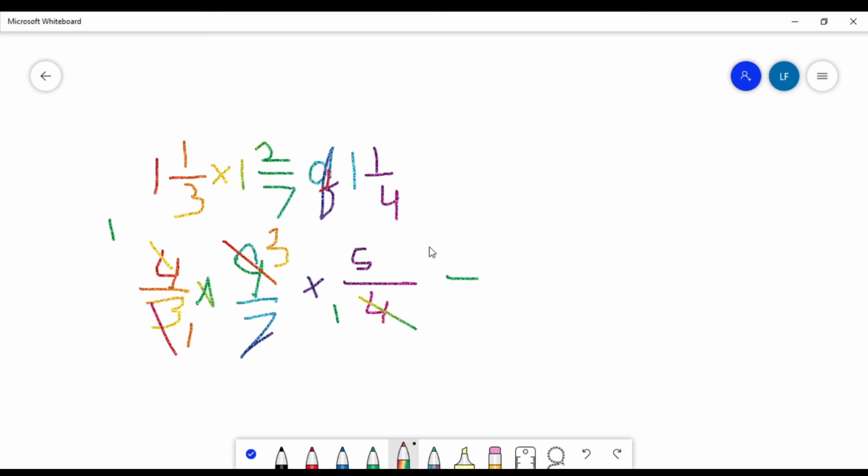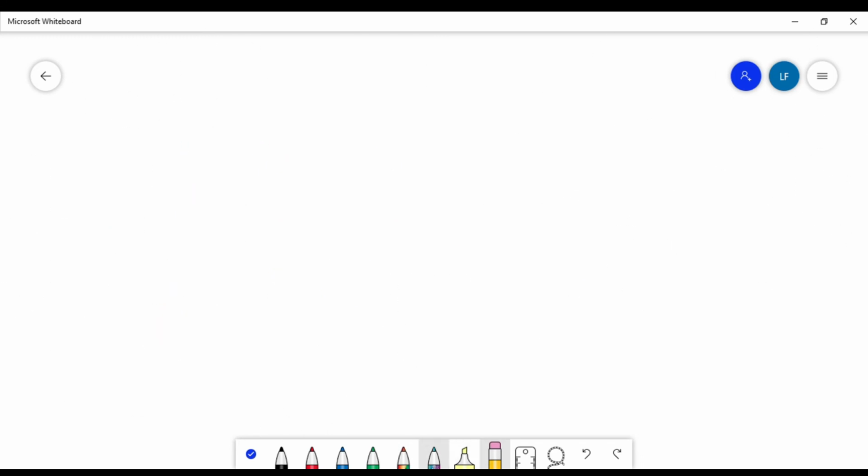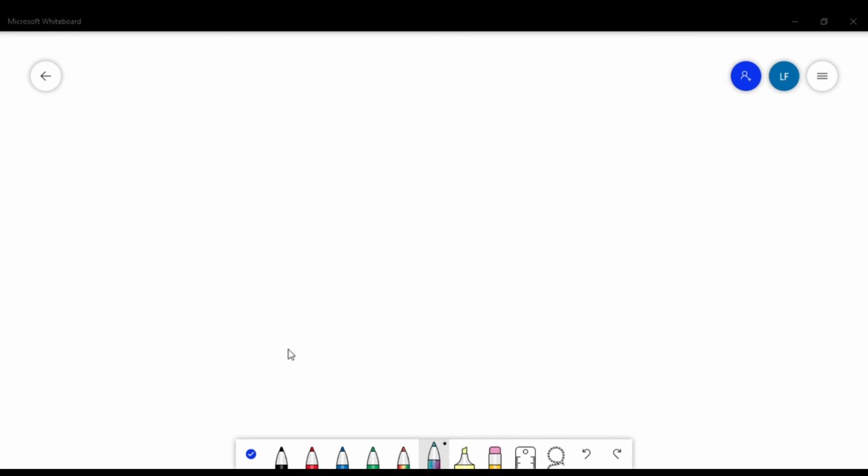Now what do we do? We multiply the numerators and we multiply the denominators. So 3 into 5 becomes 15 by 7. Okay? So let's just erase this. Pretty good sum.